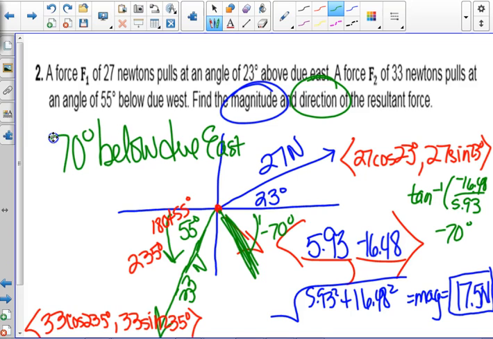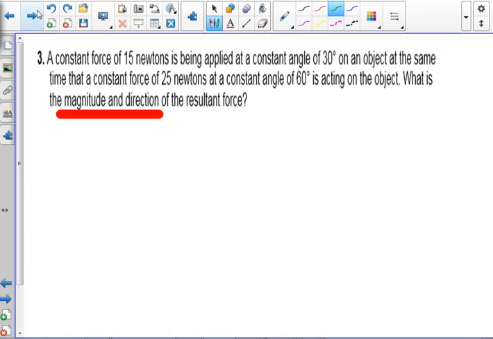Now, it's not like that on the quiz, okay? But I'm just saying that's the wording they're using. But we're good. We figured out what quadrant it's in. I'm happy. All right. This one says a constant force of 15 newtons being applied at a constant angle of 30 degrees on an object. At the same time, a constant force of 25 is being applied at an angle of 60. What is the magnitude and direction? Both first quadrant, just like the first one. I think you can do it. Yes?